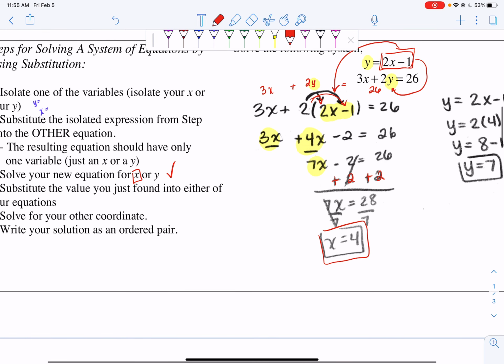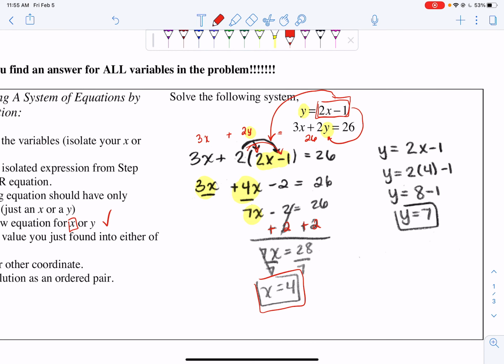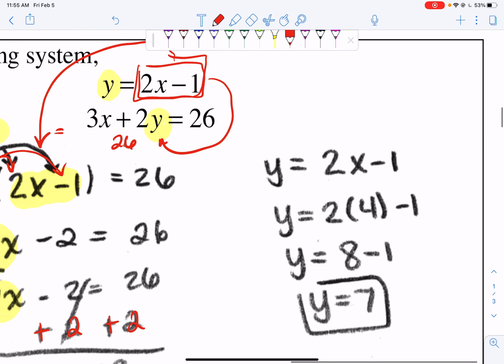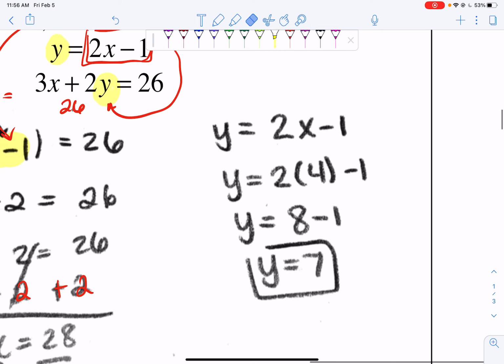we're now going to substitute the value we just found into either one of our equations. Here's what Miss Townsend and Miss Jimenez and I like to do. We like to plug it into the less busy equation, or the less complicated. If I look, 3x plus 2y equals 26 is definitely much more complicated than y equals 2x minus 1. So I'm going to choose my y equals 2x minus 1.